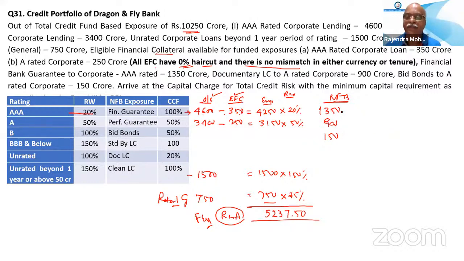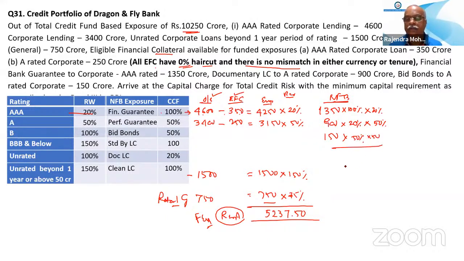Now for non-funded exposure. In non-fund based, the only other thing to be multiplied is CCF. CCF is given in the question. So for financial guarantee, CCF is 100%. Second one is A-rated. What was the second one? Documentary LC. LC is 20% CCF. And the third one, 150, is bid bond. Bid bond is 50%. This is CCF. Now, this is the AAA, so 20% is the risk weight. LC to A-rated means 50%. Bid bond was for A-rated, again 50%.